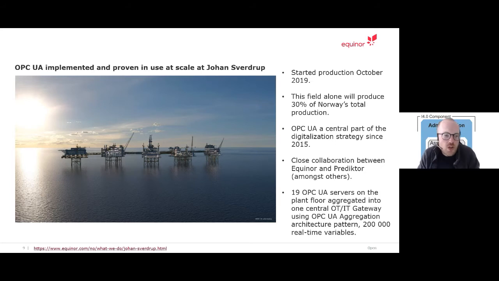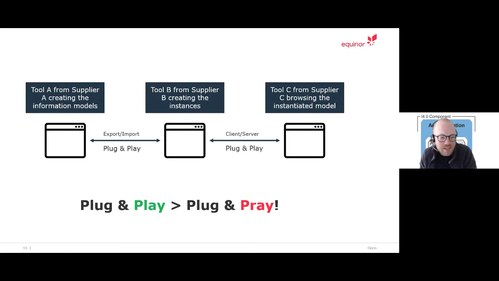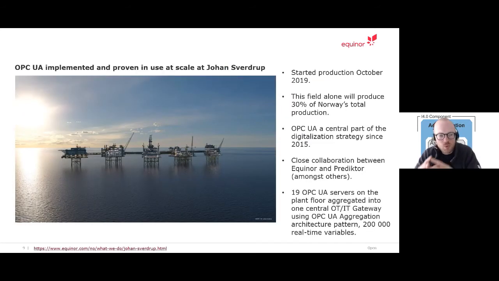So at this oil and gas field, we have 19 OPC UA servers that we aggregate into a central OT/IT gateway using the OPC UA aggregation architecture pattern to ensure that the IT platform has one endpoint to access all the information from Johan Sverdrup. And we stream around 200,000 real-time variables using OPC UA. So this means that we have proven actually that OPC UA works in practice at high scale. And when oil and gas is doing something, we do it by impact and scale.